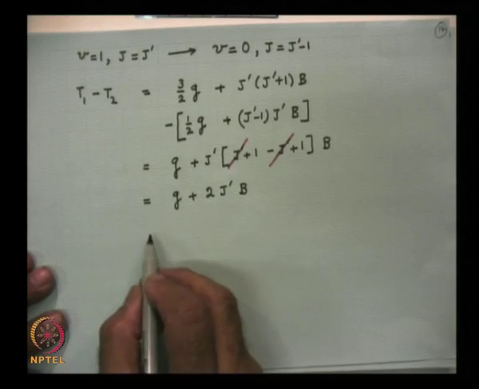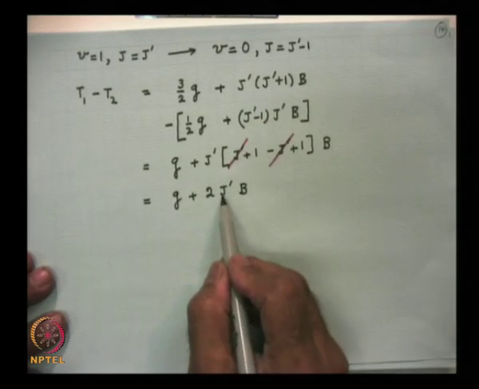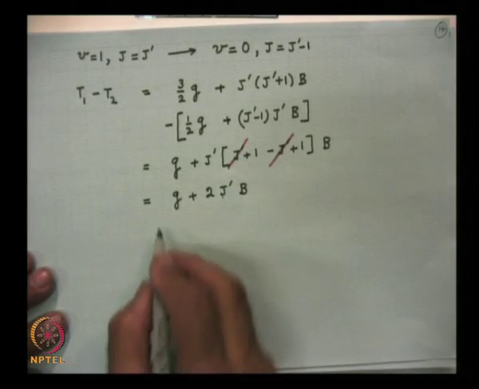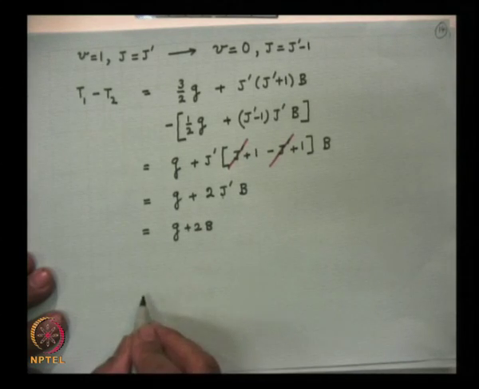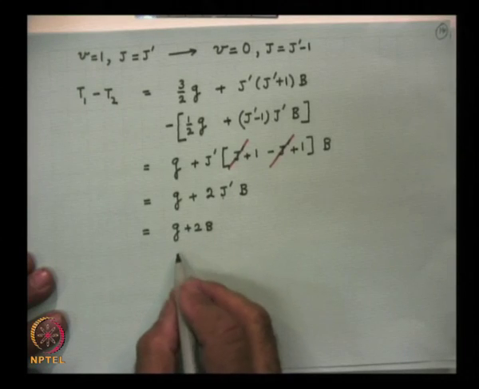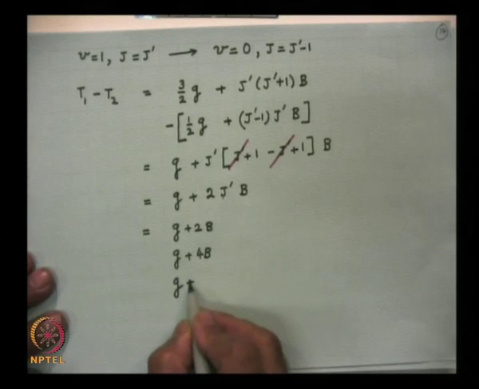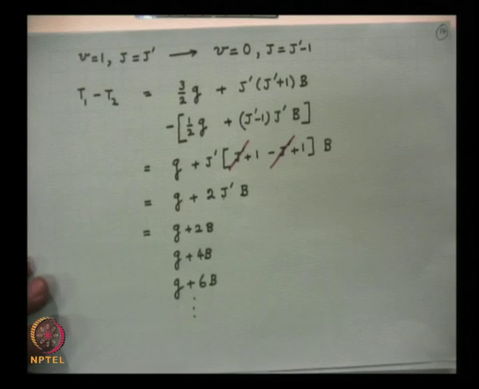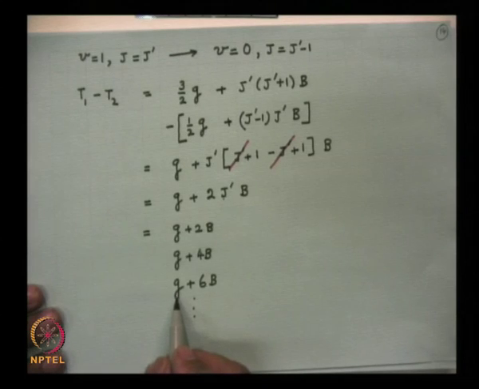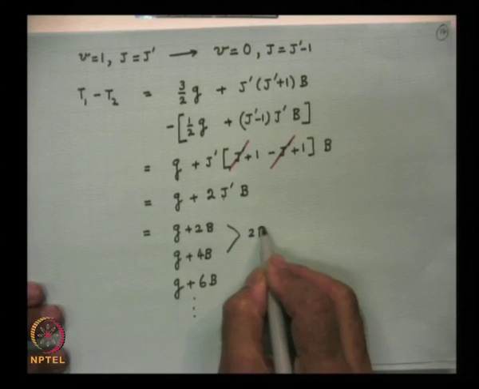So, this will be for J prime equal to 1, J equal to J prime to J equal to 0 transition. You will have G plus 2B. For J prime equal to 2, this will be G plus 4B and G plus 6B, and so on. So, once again we will obtain equally spaced lines, on either side of the value G. The difference between these two will be 2B.